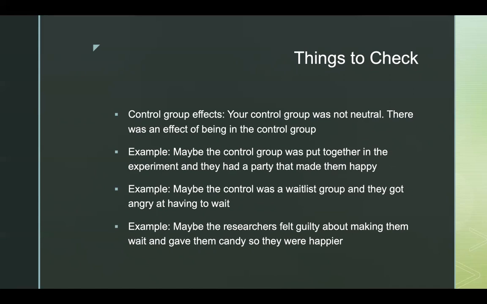Or maybe the control group was somebody you put on a wait list and they were mad they had to wait. So now there's something different going on with the control group. Or maybe the researchers treated the control group differently. Maybe the researchers felt so guilty about having these people wait that they ended up giving them candy, and so that made them happy.